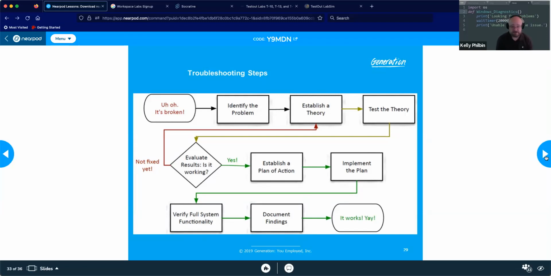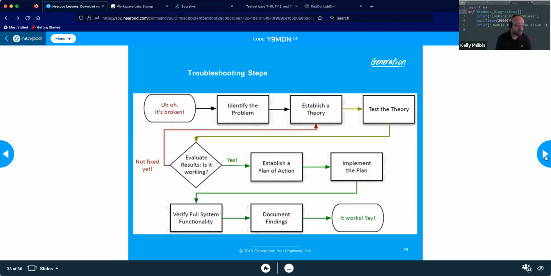Test the theory. Poke our fingers on the keyboard. Doesn't work. If it doesn't work, we would move on to evaluate the results. Is it working? No, it's not working, but we know that our theory is confirmed. If our theory is not confirmed, we go back to establish another theory.